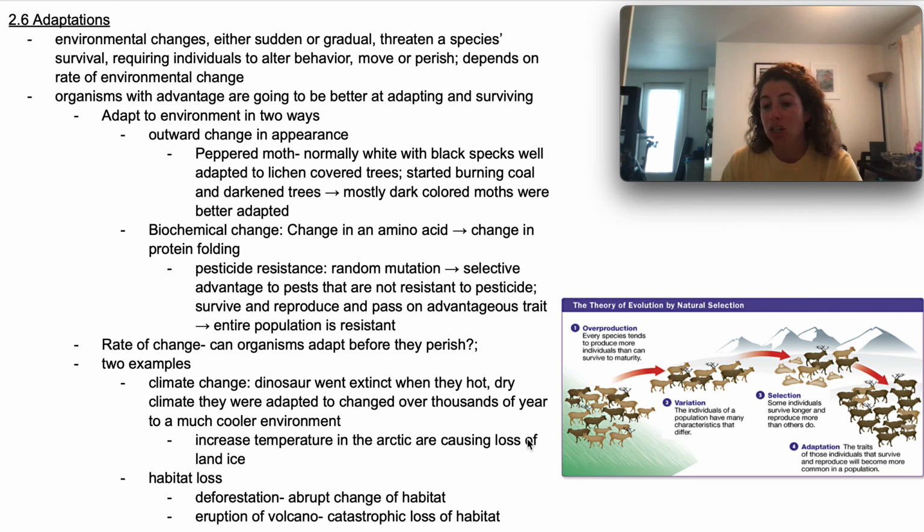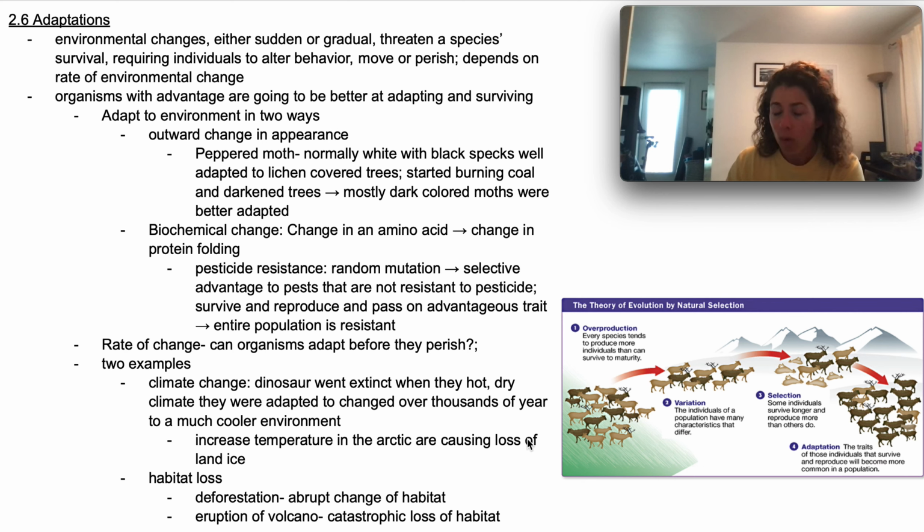If the rate of change is slower, then an individual has a chance to either alter their behavior through natural selection or move. So the faster that change is happening, the less the chance that organism is going to survive. And we'll talk about the implications of that in just a second. So if they're going to change their behavior or adapt, there's two main ways they can do it. They can change their outward appearance, and all of that is reflected from their genes.